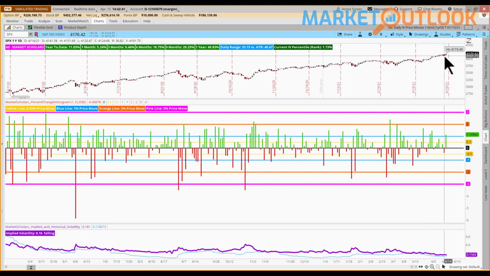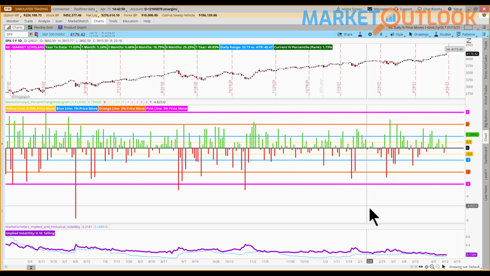Today, we finished just off of the highs of the day. The intraday all-time high now advances to 4173. We closed at 4170 here today. So yet another all-time intraday and closing high there for the S&P 500.